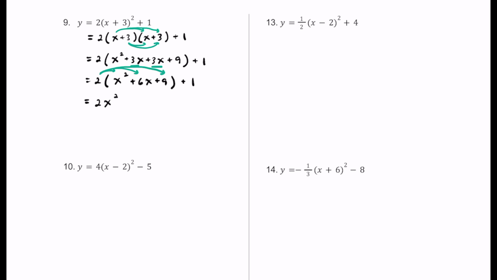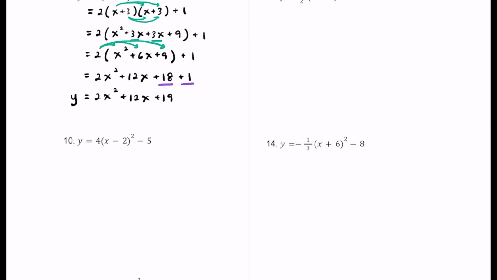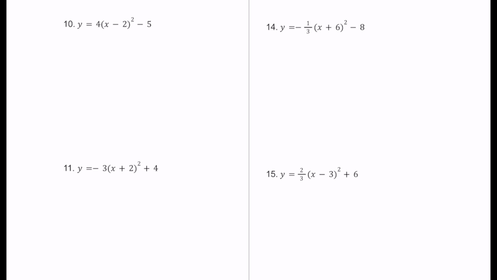So 2 times x squared, 2x squared, 2 times 6x is plus 12x, and 2 times 9 is going to be 18. So we're going to have to write this as our trinomial and then add the 1 here at the end. And then we can add together 18 and 1 finally at the end to get 2x squared plus 12x plus 19. So this would be our final equation in standard form, where a is 2, b is 12, and c is 19.